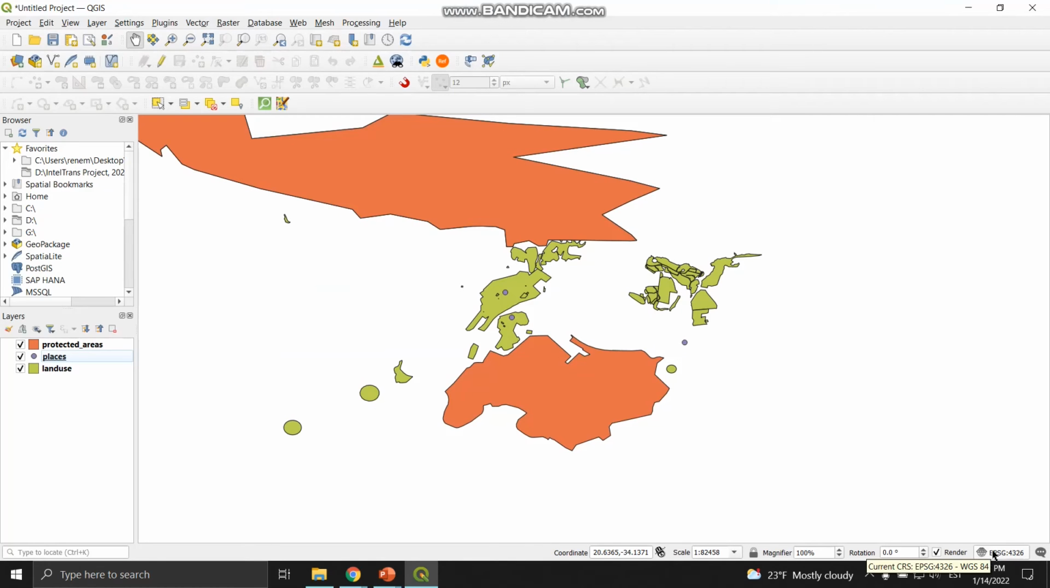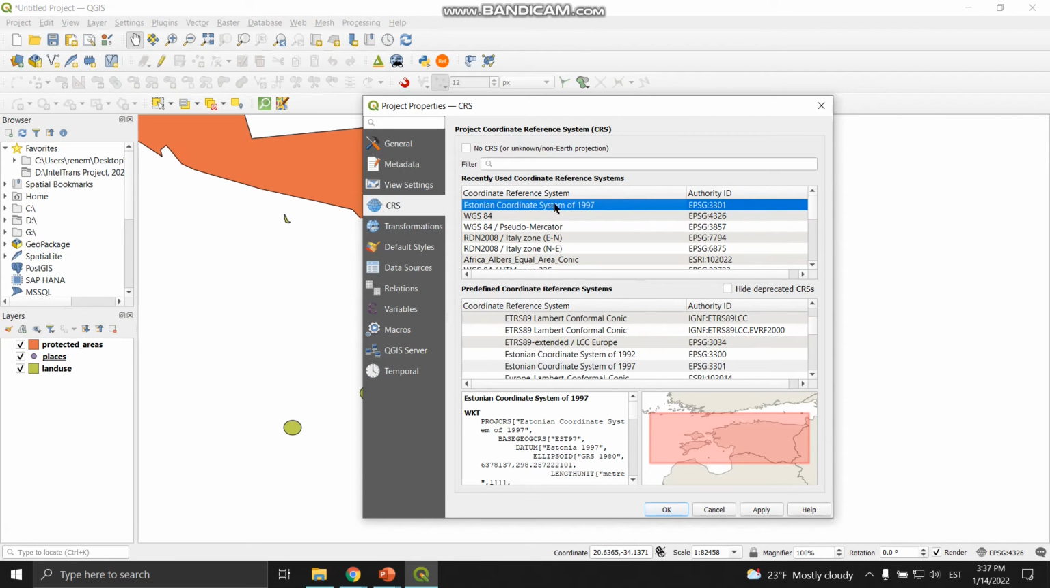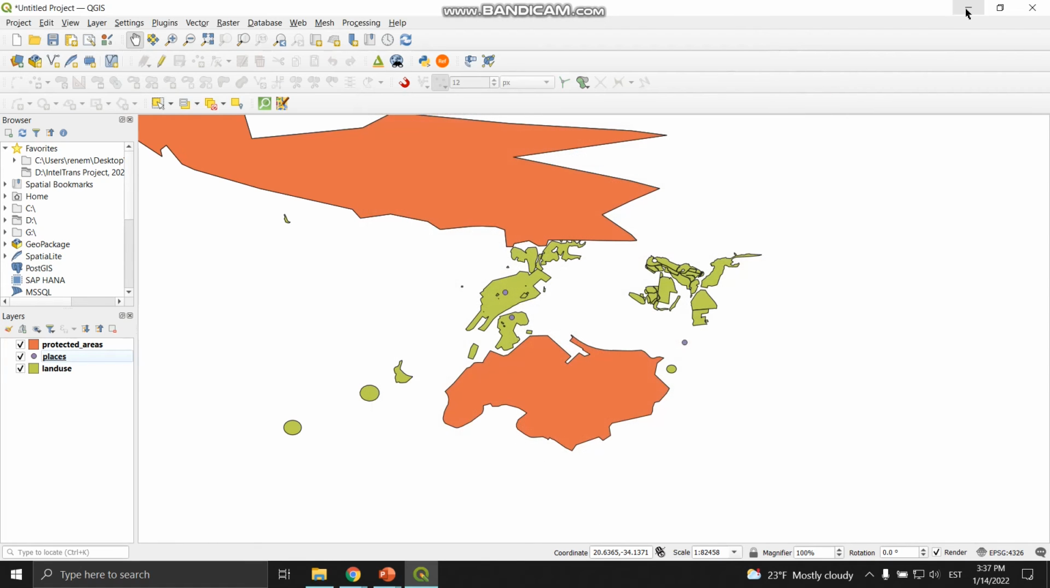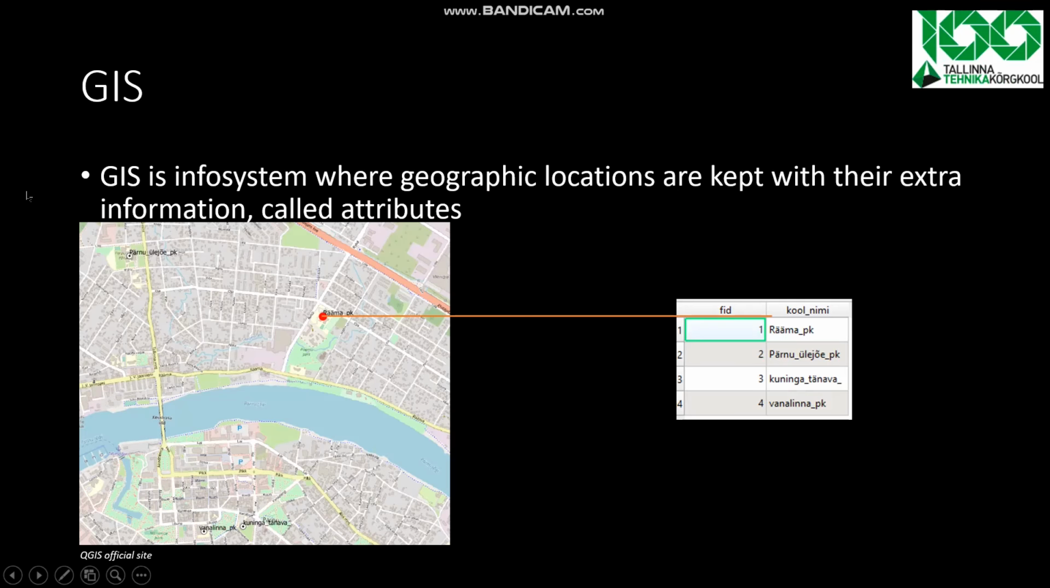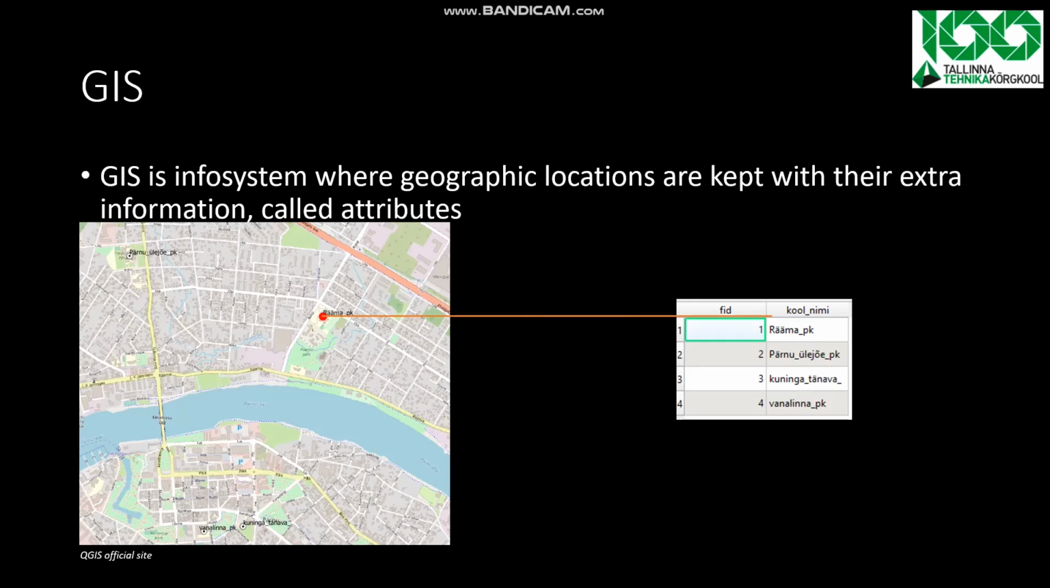Over here you can change the coordinate system of the map. By default it is WGS 84, but we are going to use the Estonian coordinate system of 1997 because this is the project coordinate system, and it will give us the opportunity to measure in metrics. And all those layers that I included in the Google Drive folder are in the national coordinate system of Estonia.